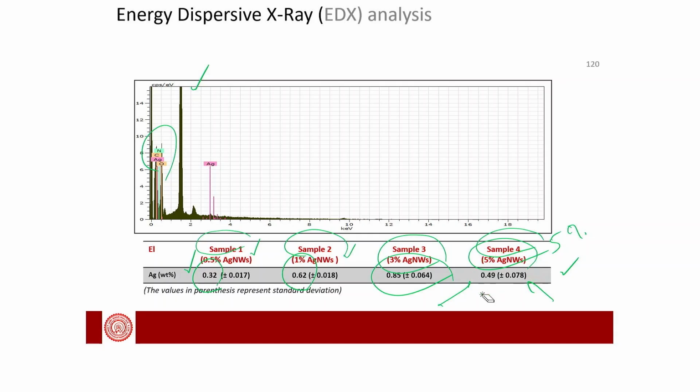So, finally, what we found is that sample 3, with a 3% nanowire solution, gave the maximum silver content of 0.85%. So, sample 3 was found to be the optimized value with a higher silver content. So, this is the optimized value, 3%, sample 3.